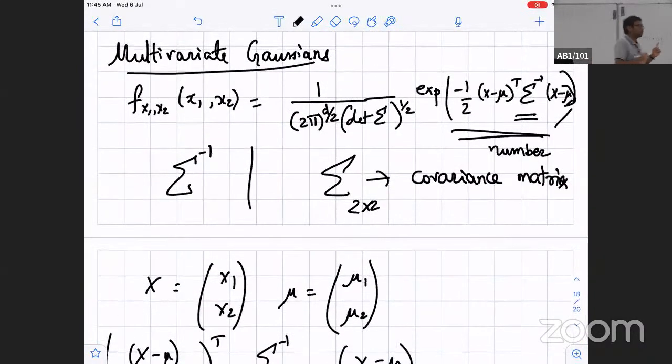So 2 pi d, d is the dimensionality of your x. So x1, x2, d is equal to 1, d is equal to 2. All right. So some things I had not explained properly. Okay. So is that all right?